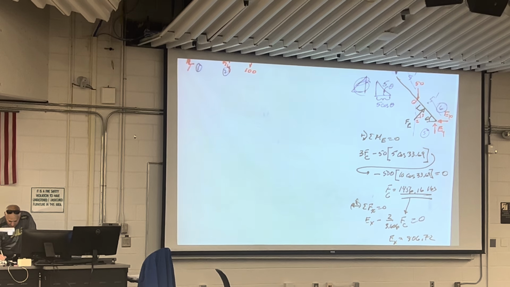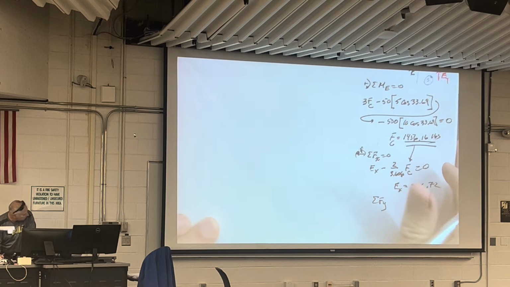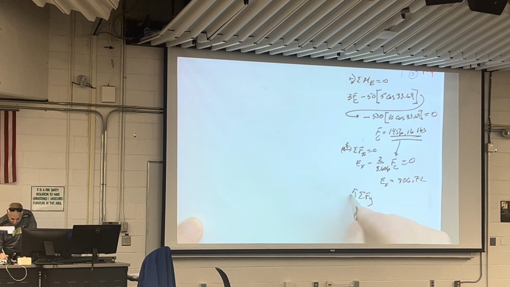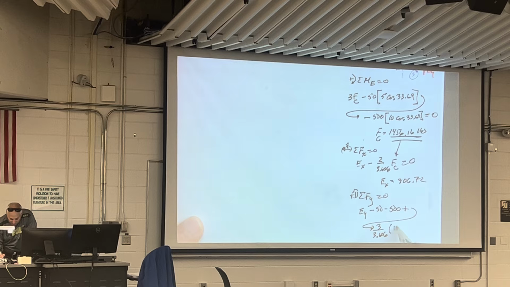806.72. Sum of forces in the y, positive upward, equals 0. That's going to be Ey minus 50 minus 500 plus 3 over 3.606 times 1456.16 equals 0. Ey comes out 661.45.